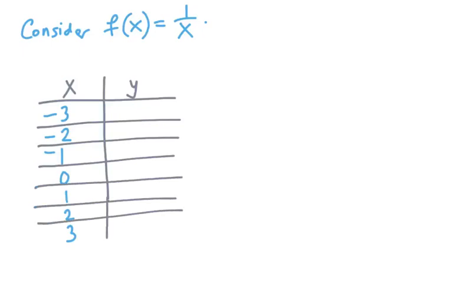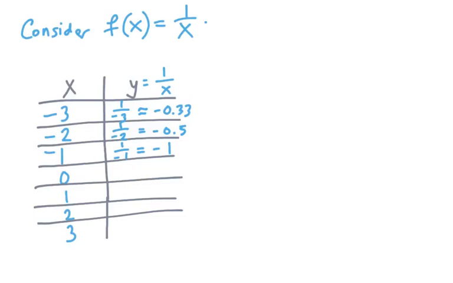To find the outputs, we just need to use the rule of the function, which says take whatever you input and make that the denominator of a fraction, so 1 over the input. If I input -3, I get 1 over -3. For the folks who like decimals, that's about -0.33. Input -2 and I get 1 over -2, which is -0.5. Input -1 and we get 1 divided by -1, which is -1.